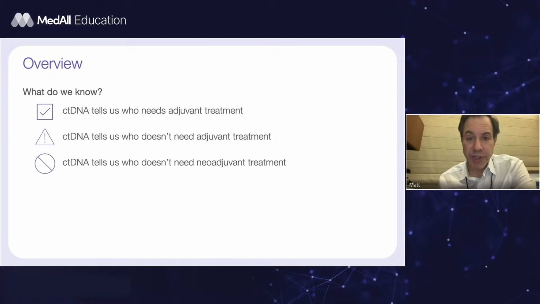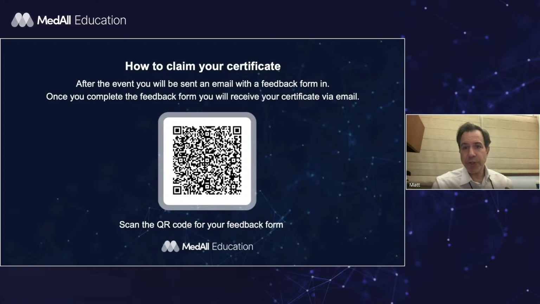ctDNA tells us who doesn't need adjuvant treatment. Maybe the results from IMvigor11 are compelling, but we need to make sure that the watch and wait approach is non-inferior to the conventional adjuvant approach, and we don't have randomized data assessing that comparison yet. ctDNA does not yet tell us who doesn't need neoadjuvant treatment. However, the data is evolving here, and with additional studies and improved assays, there is the likelihood that we will get there. Thanks so much for your attention.